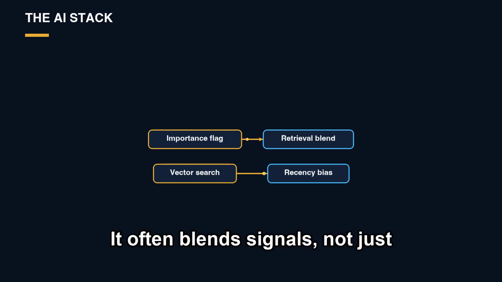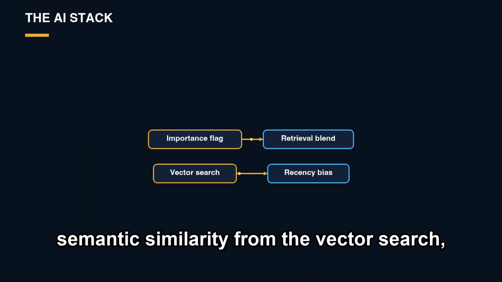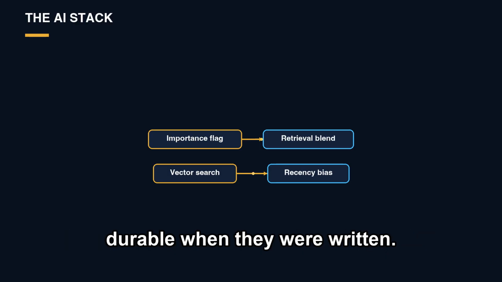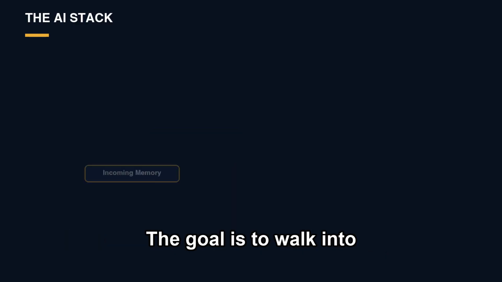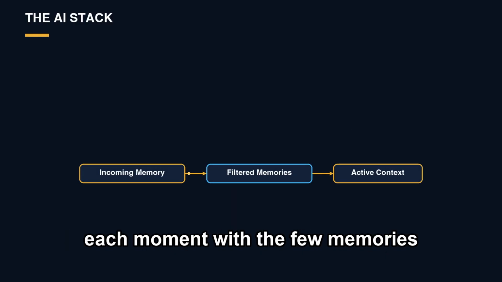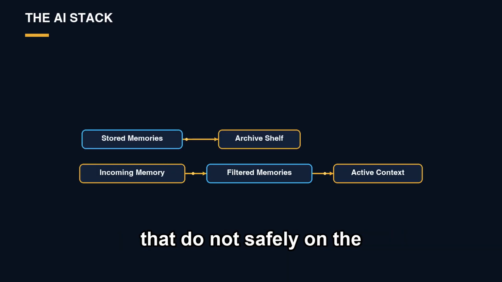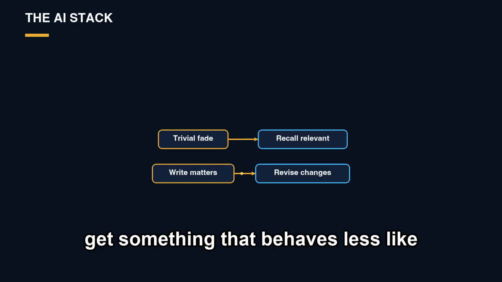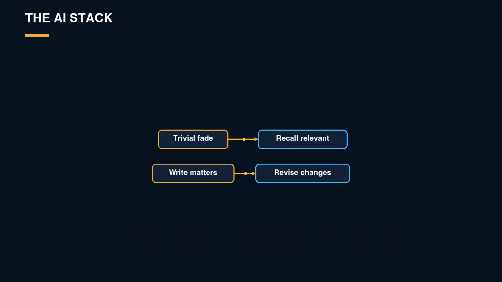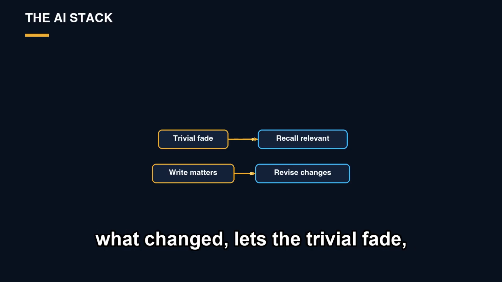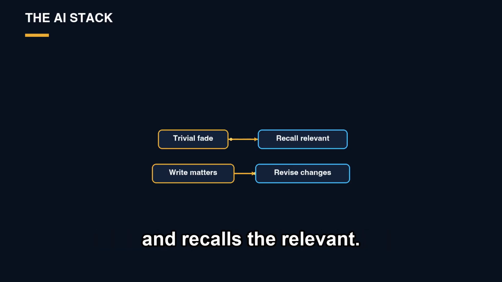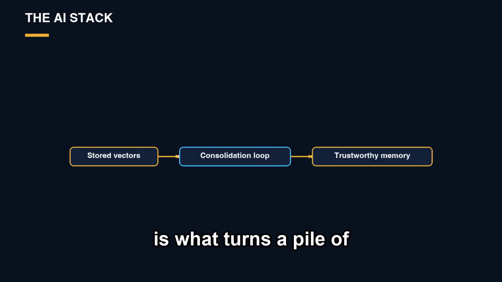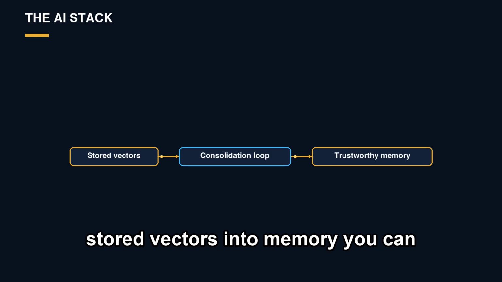It often blends signals, not just semantic similarity from the vector search, but recency, favoring newer memories, and importance, favoring the facts flagged as durable when they were written. The goal is to walk into each moment with the few memories that matter, and leave the thousands that do not safely on the shelf. Put those 3 together, and you get something that behaves less like a database and more like a mind. It writes down what matters, revises what changed, lets the trivial fade, and recalls the relevant. That loop, sometimes called memory consolidation, is what turns a pile of stored vectors into memory you can actually trust.